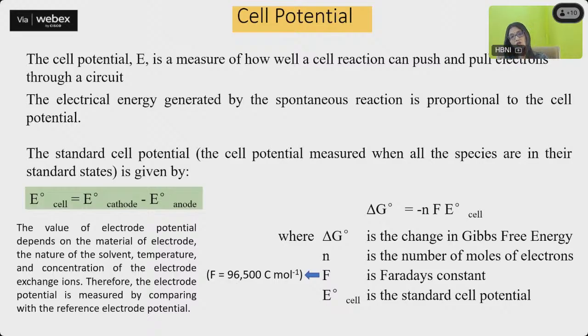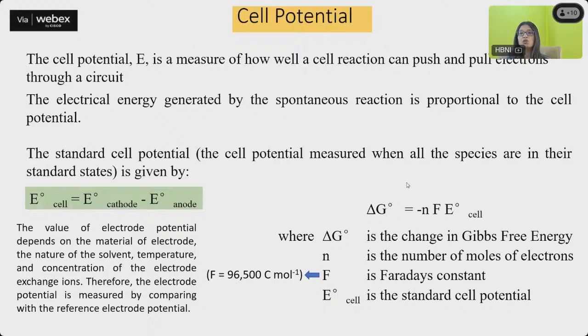When we talk about this, obviously we need to know something about the cell potential. So what is cell potential? Cell potential is a measure of how well a cell reaction can push or pull the electrons through a particular circuit. And the electrical energy generated by this spontaneous reaction is proportional to the cell potential. Now, of course, you know E0 cell is nothing but E0 cathode minus E0 anode. So it is the difference between the cathode potential and the anode potential. And how will you get this E0 value? It is from the change in the Gibbs free energy.